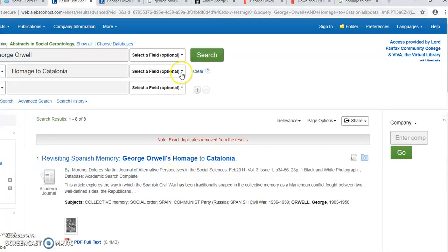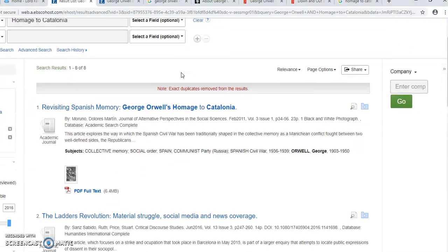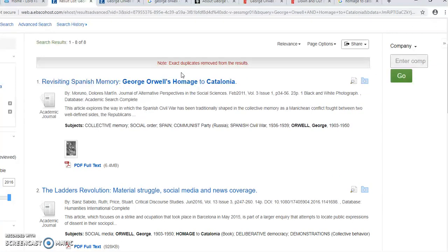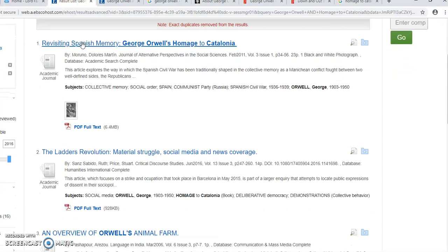Nothing involving Homage to Catalonia came up in the original search. Now there's only 8 stories. We'll see if anything comes to mind.